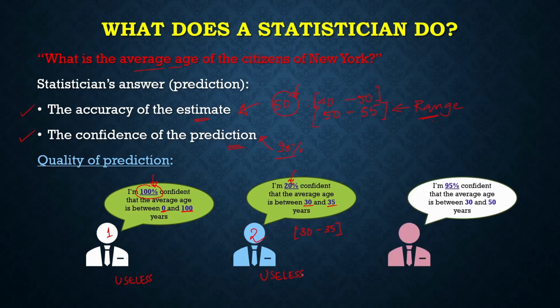So then what is useful? Suppose a particular statistician is telling that he or she is 95% confident that the age lies between 30 to 50 years. So see, the range is not very large. It is not like 0 to 100. There is a moderate range of 20 years. And the confidence is also very high. Confidence is quite high, and the range is also not very wide. So therefore, this type of statement or reporting is actually useful. So we will say that the quality of prediction for person 1 and 2 is very poor, while the quality of prediction for person 3 is quite good.